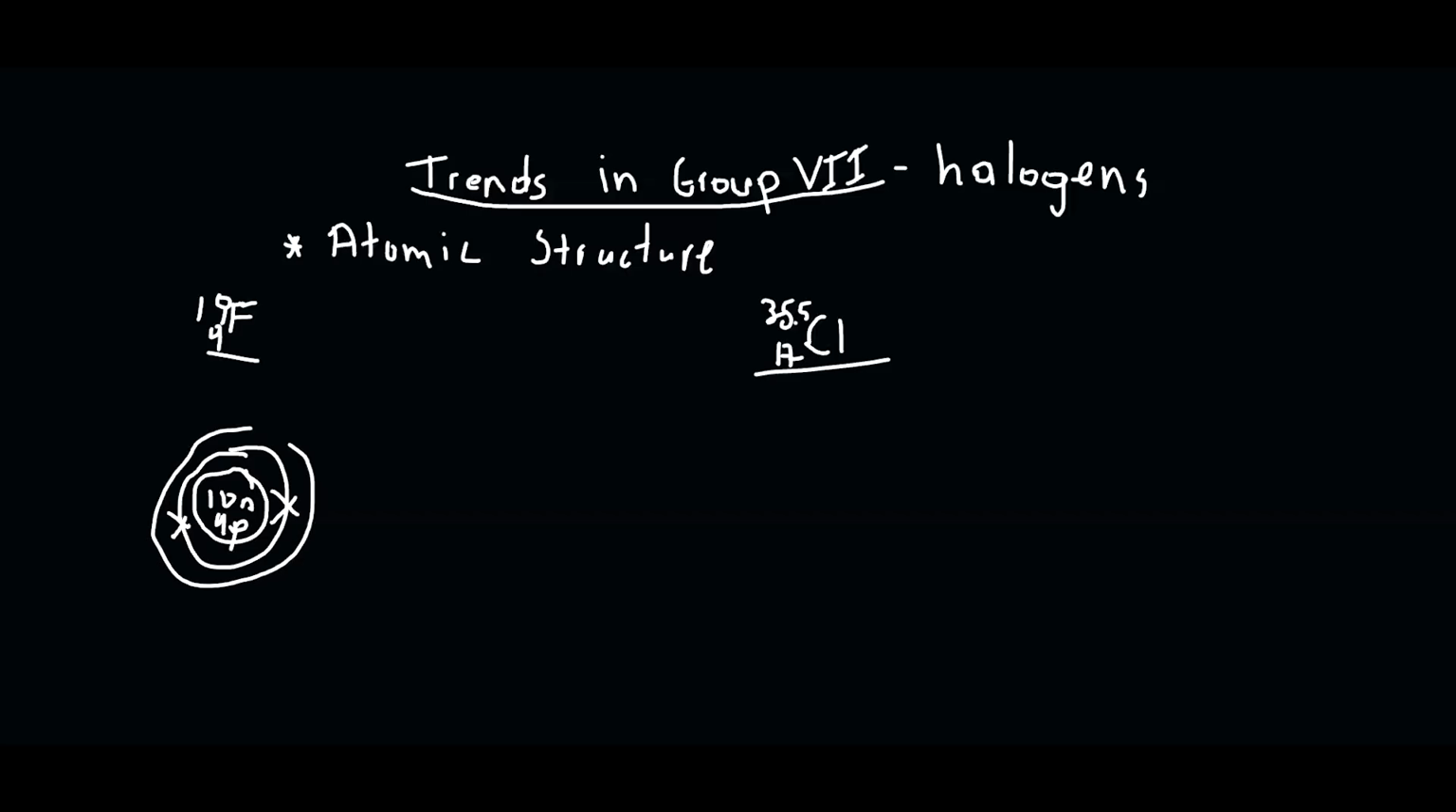Drawing the structure is something that we did in the past. For those who don't remember, you can always check out the videos that we have completed so far. So we have 2, 7. Our electron configuration would be 2, 7.